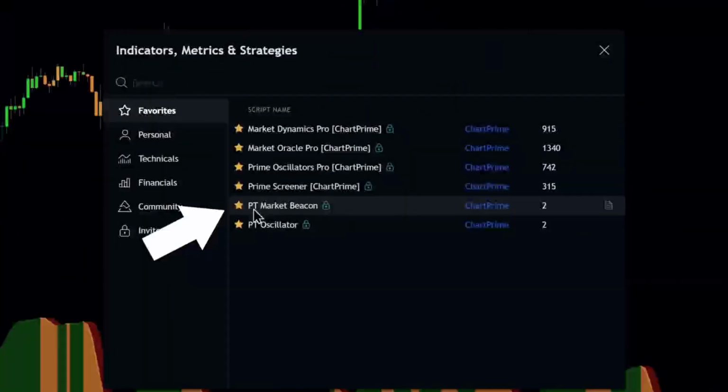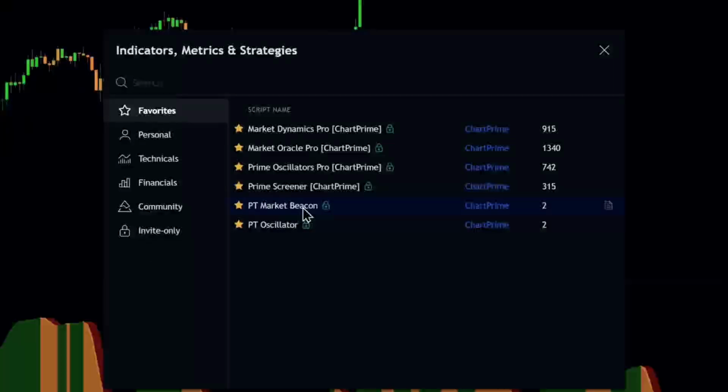An entry confirmation indicator is needed, which is going to be a buy-sell indicator called PT Market Beacon, which is developed in a partnership with Chart Prime.